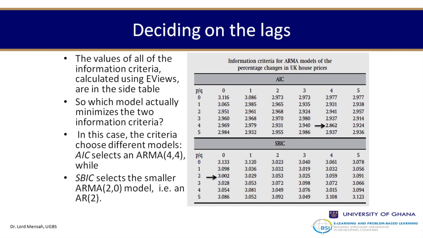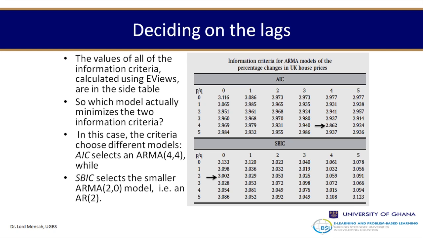You can see for AIC it picks ARMA 4:4, and in this case the criteria choose different models. So AIC selects ARMA 4:4, while SBIC selects ARMA 2:0, which is the same as AR2. That's the minimum of all the criteria.